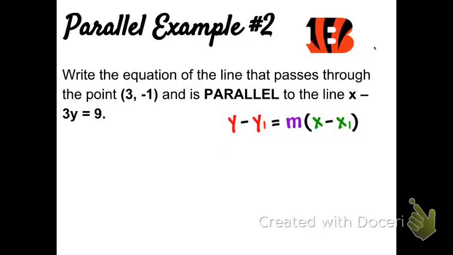So in this example, I want to write an equation that passes through this point. So this is my x1, y1, and is parallel to this line here. So remember, if it's parallel, it has the same slope. And this equation, unfortunately, is not in slope-intercept form, so I can't tell what the slope is yet. So I first need to write it in slope-intercept form.